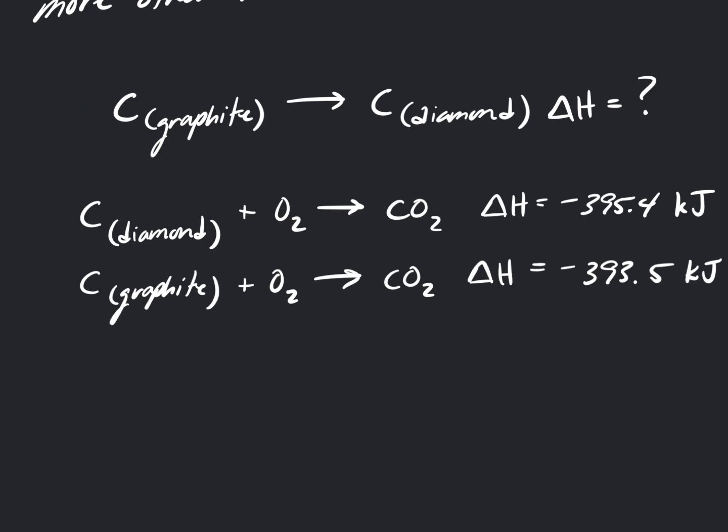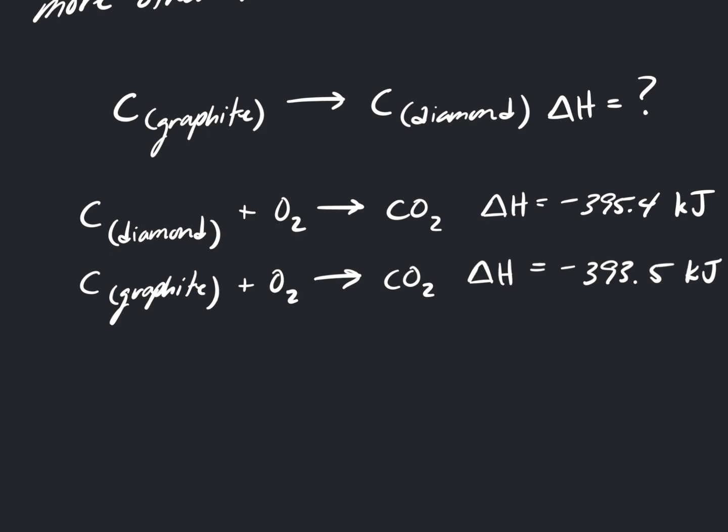Okay? So, first thing I'm going to do is take the diamond reaction and reverse it. First, I'll just talk this through and then I'll write it down. If I take this reaction and reverse it, I will start with CO2 and end with carbon in the diamond form and oxygen. And this change in enthalpy will be opposite of this negative value. It'll be a positive value.